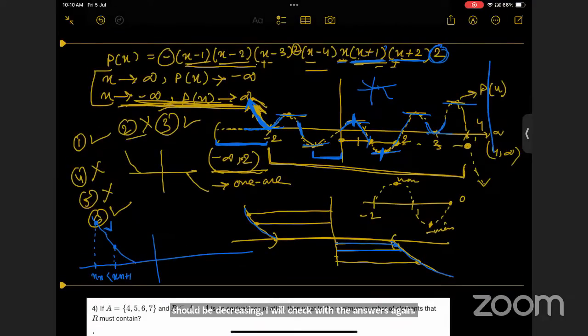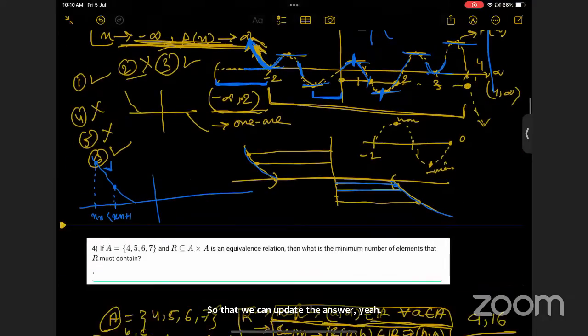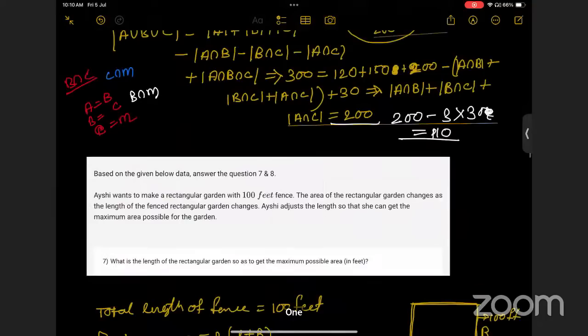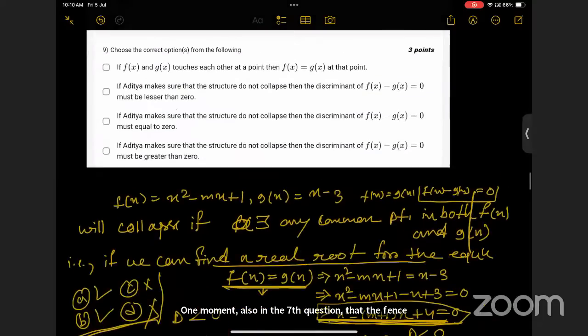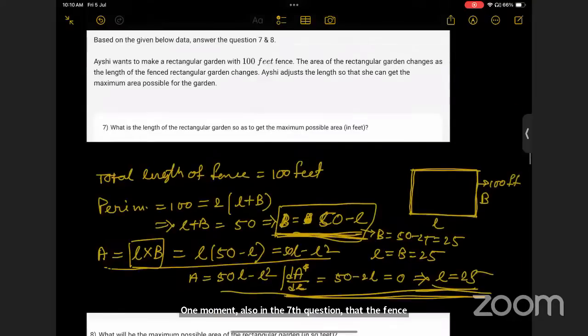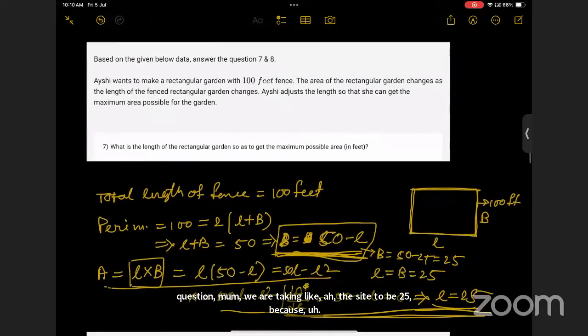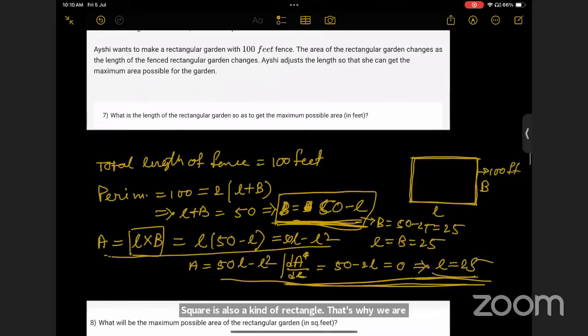Ma'am, also in the seventh question, the fence question, we are taking the side to be 25 because a square is also a kind of rectangle. That's why we are taking 25, ma'am. Yeah, the length and breadth can be the same also. No problem. Yes, ma'am.